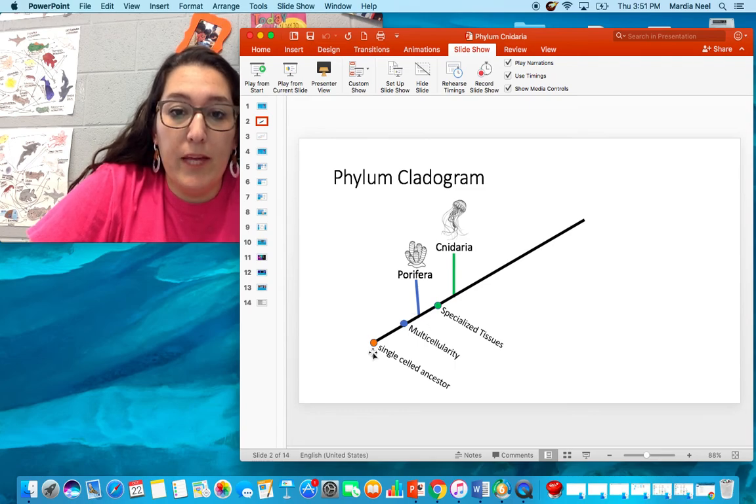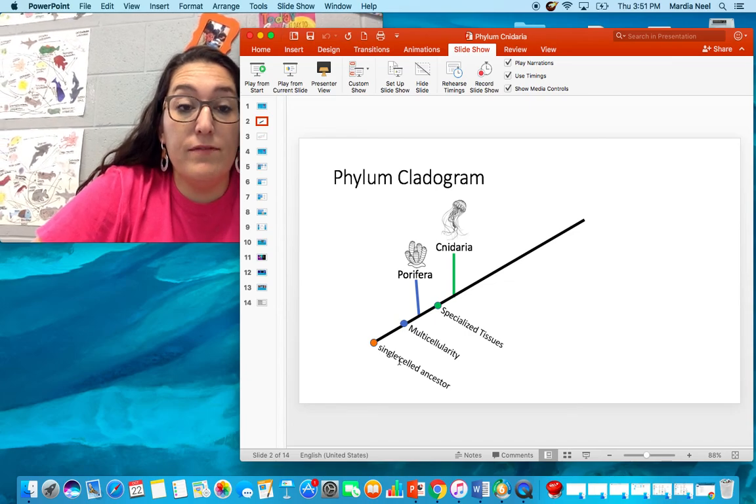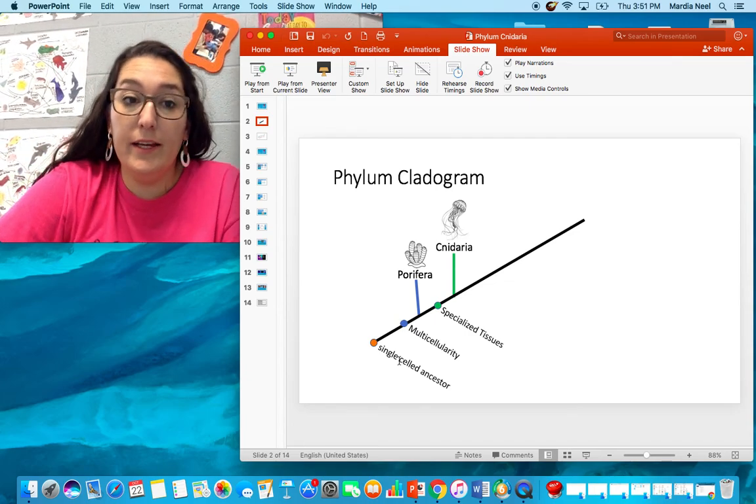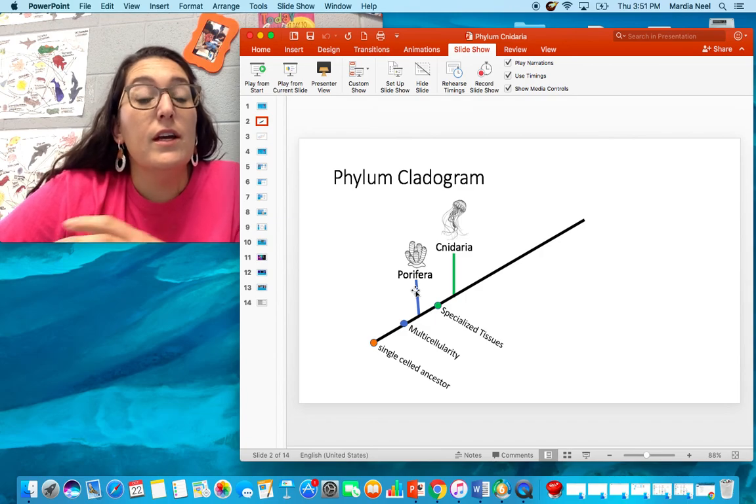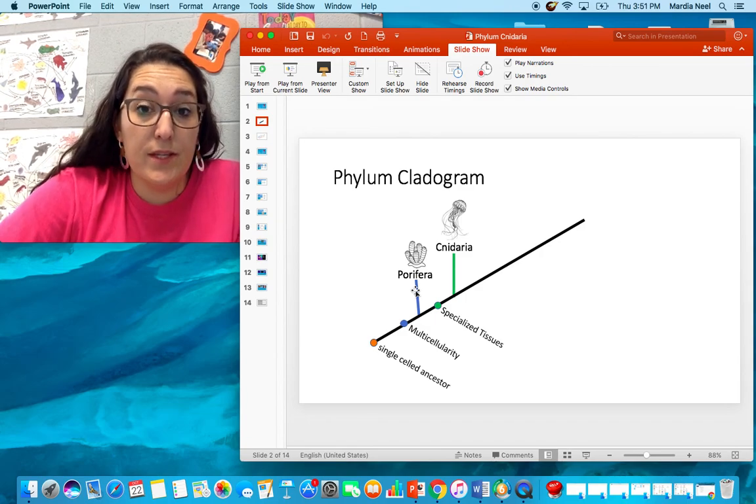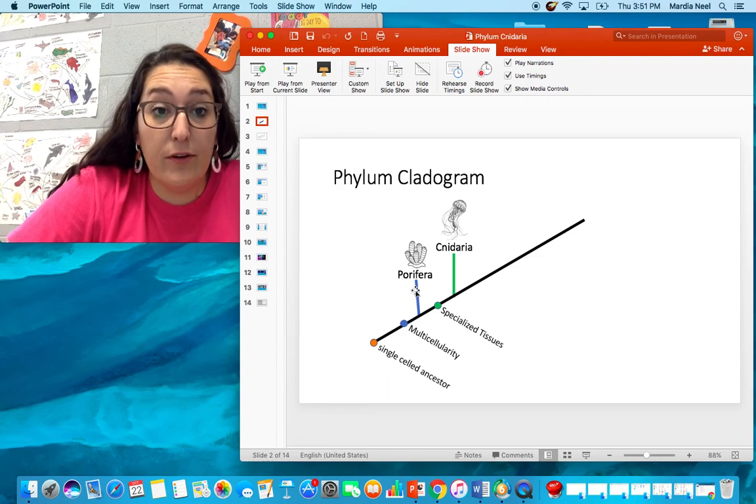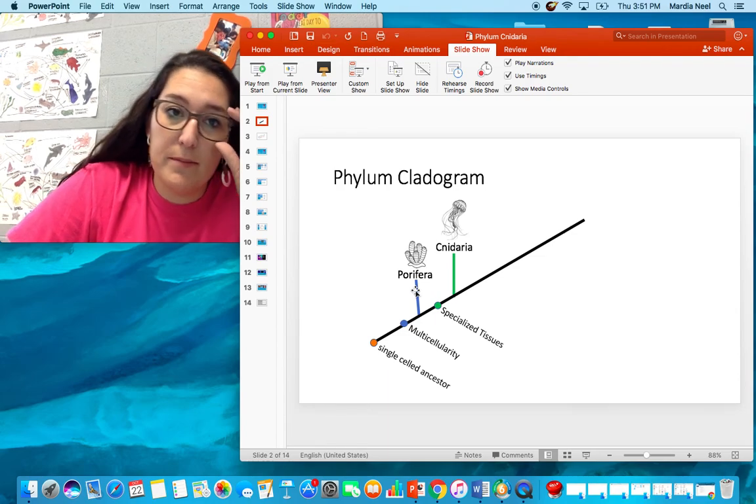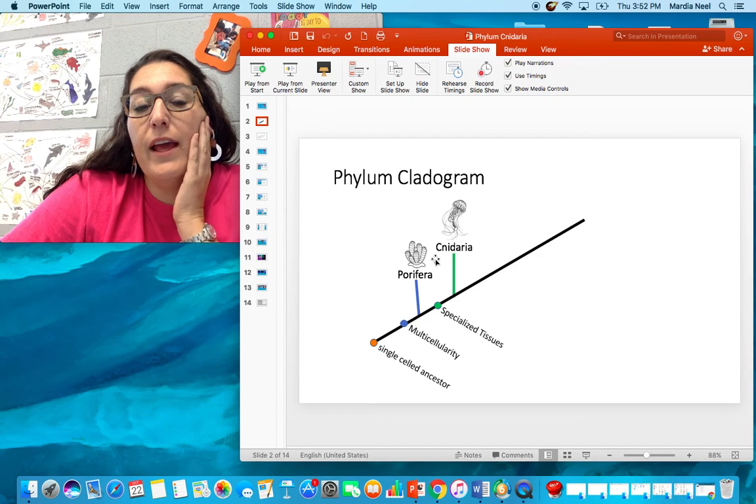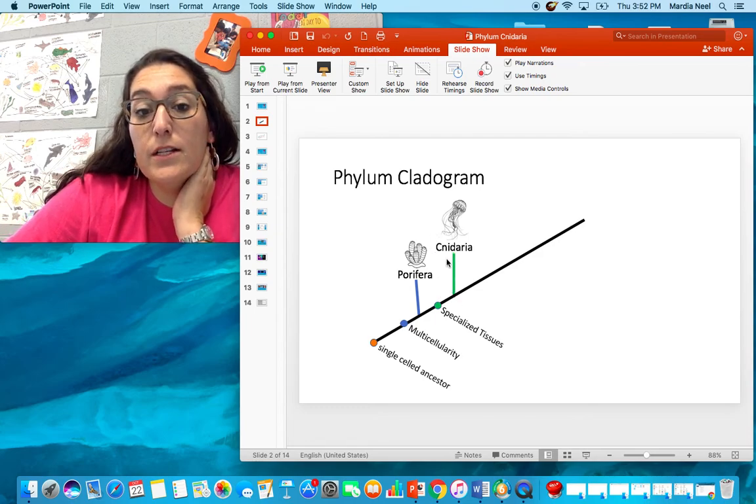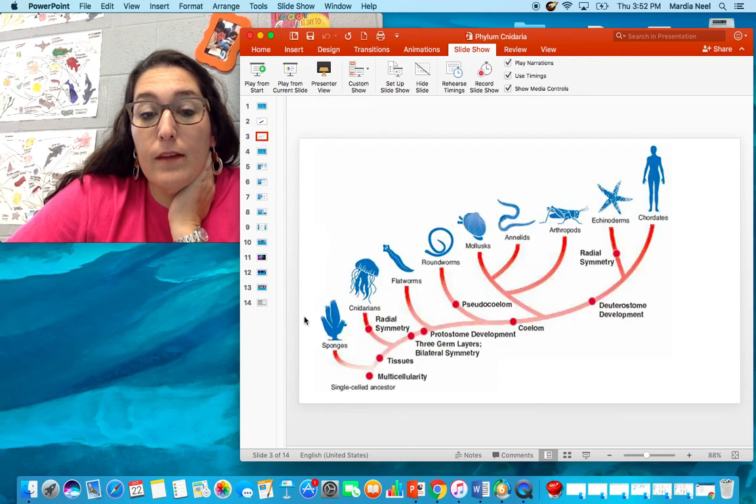So on our cladogram, we had a single-celled ancestor, which was our protist. And then we developed the ability to have multicellularity, and we had the Porifera. So the Porifera, or the sponge, doesn't have any specialized tissues. It just has a group of cells working together for a common cause. So now we've developed specialized tissues on this cladogram of life, and the first phylum that's going to appear is the phylum Cnidaria. And you can see on this one, we have specialized tissues, but you can also see that Cnidaria has radial symmetry, or their symmetry goes in a circle.